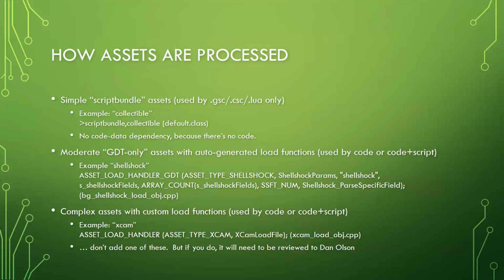So with script bundle assets, there is no code data dependency. You didn't have to modify any header files or code files to add collectible as an asset type because code isn't really aware of the asset type. You just put it in this .class file and then use it. It's fun and it's easy.